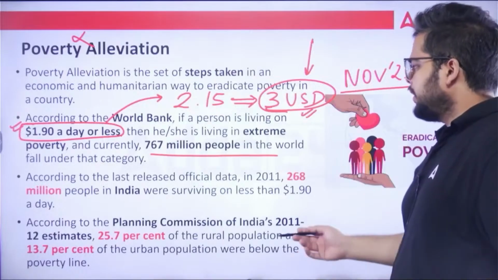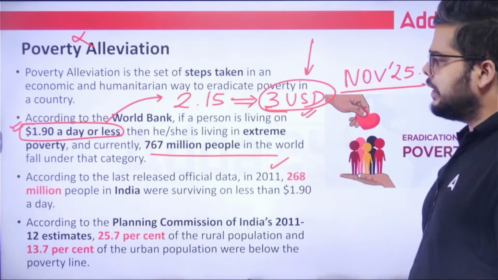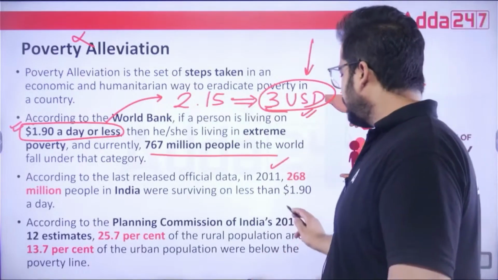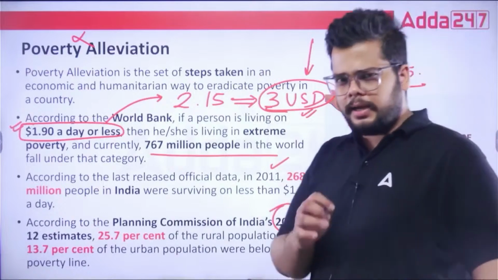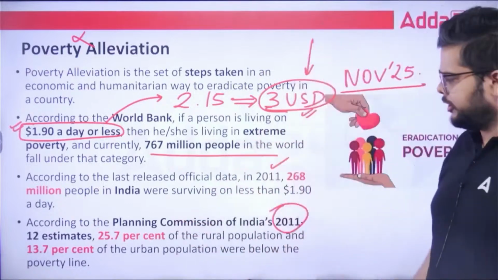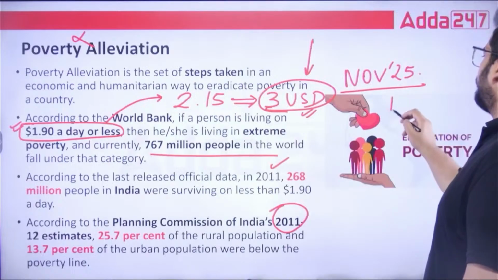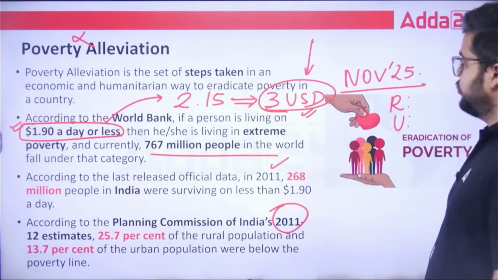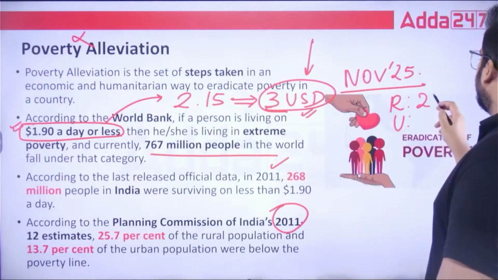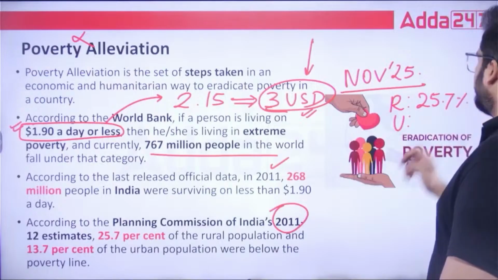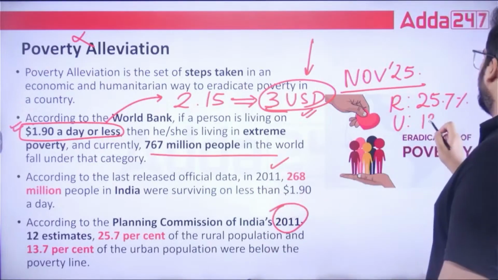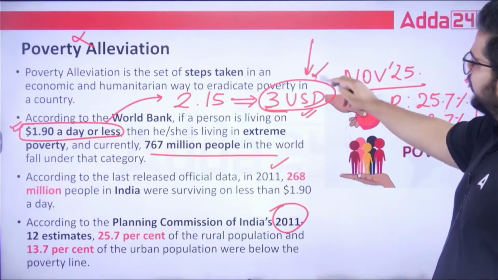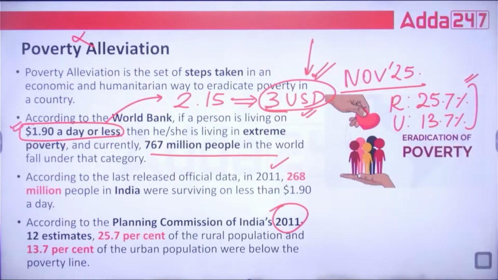According to the data in 2011, in India, we had 268 million people as poor. And when we talk about the data of Planning Commission, which is highly important, a question can directly be asked from this particular data: what population, or what rural population or urban population, falls under poverty? So for the rural population, the percentage is 25.7. For urban areas, it is 13.7%. This is very, very important, along with the limit prescribed by the World Bank, that is $3.